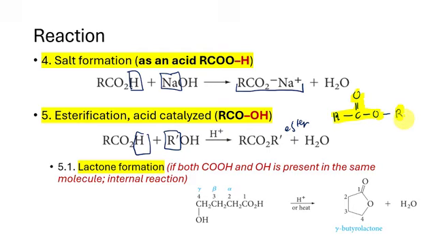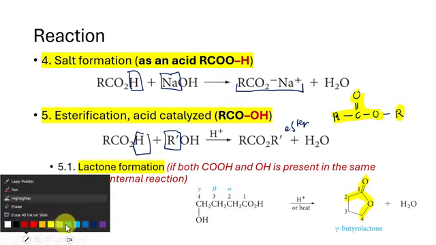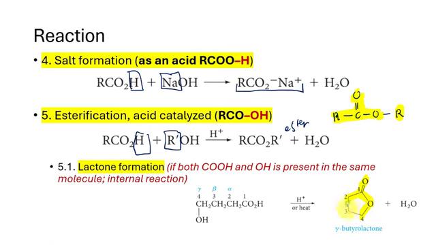Another subtype of this reaction is lactone formation. So lactones also contain an ester functional group. So we have the carboxylic acid derivative directly bonded to alkyl chains. The only difference is that the carbon loops around itself to form a closed cyclic structure.